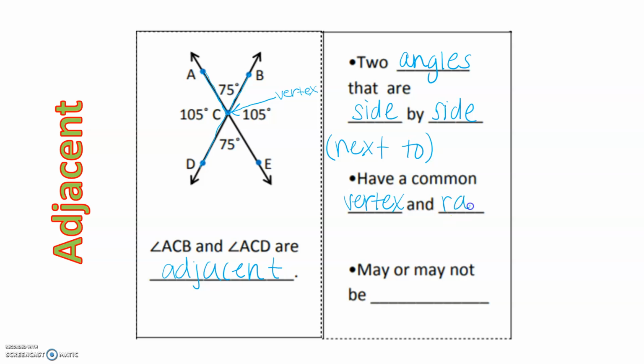And a common ray. The line that comes out from the vertex is a ray. So that's a ray, this is a ray, this is a ray. So this one, they have a ray in common. Okay. They also may or may not be congruent. Just because they are adjacent does not mean that they are congruent. That does not mean that they are equal measurements.